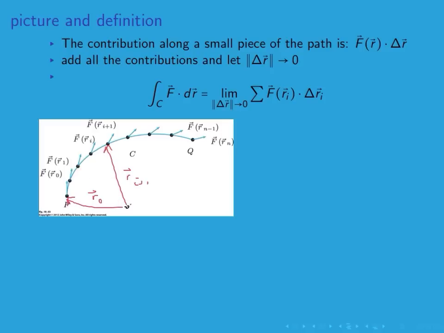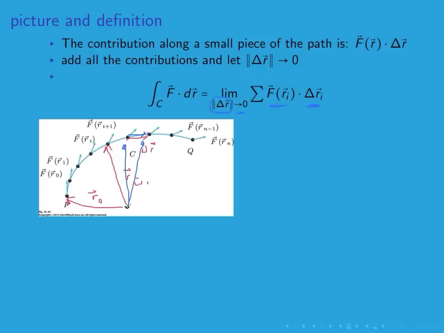So the idea is going to be to break down this curve into small pieces. So this piece would be delta r. Okay, so that's a change from this position vector to this position vector. That's how much the position vector changes. Ultimately we're going to let the size of those changes in position vectors get smaller and smaller, as we've seen in many other examples in calculus, and take the dot product of that change in position vector with the value of the vector field at that particular point.